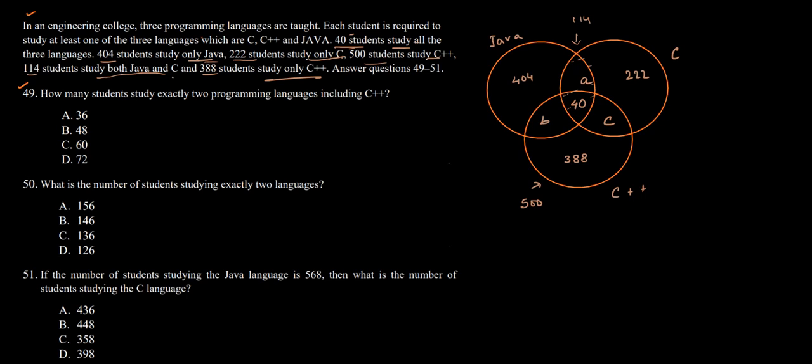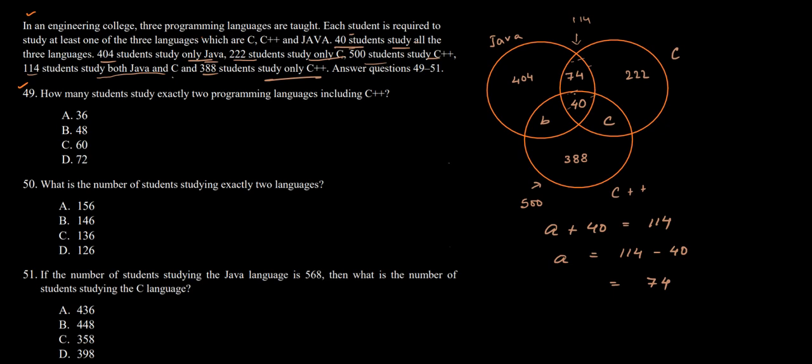But whereas we know that 114 students study both Java and C. So you can see both Java and C means A and 40. So A plus 40 is equal to 114. So from here we can find our value of A, which is equal to 114 minus 40, which is 74. So we know our value of A, which is 74. So we can write it over here, which is students who study only Java and C but not C++. So this is 74.